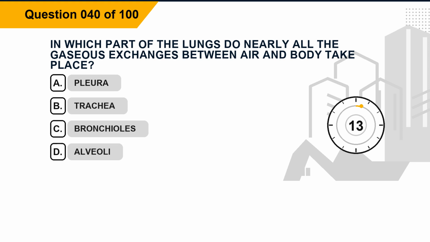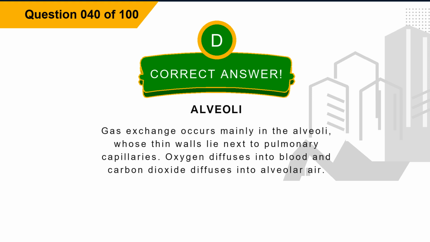Question 40. In which part of the lungs do nearly all the gaseous exchanges between air and body take place? Option A, pleura. Option B, trachea. Option C, bronchioles. Option D, alveoli. The correct answer is option D, alveoli.